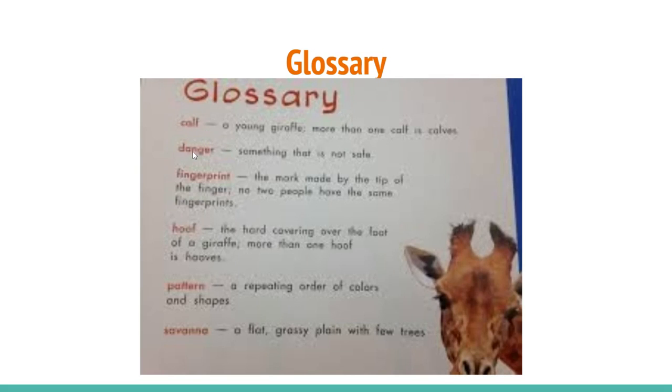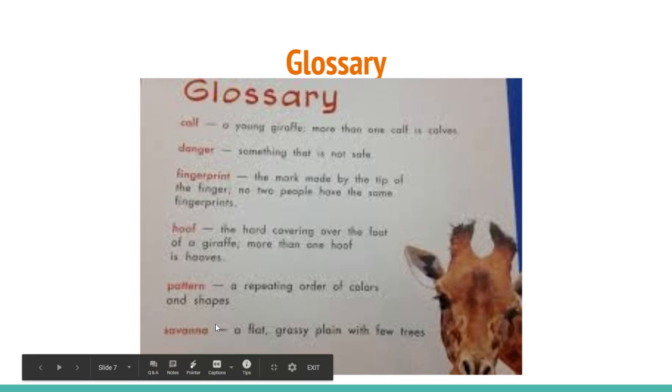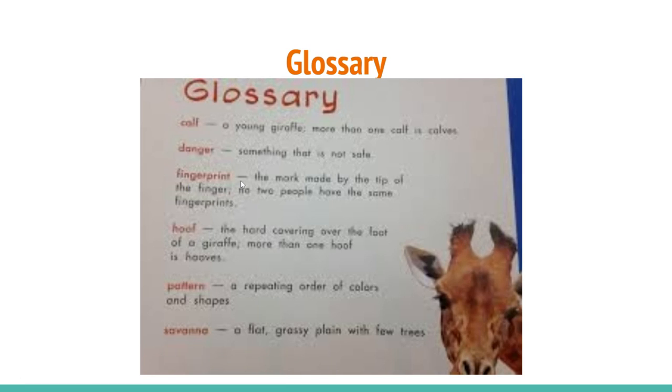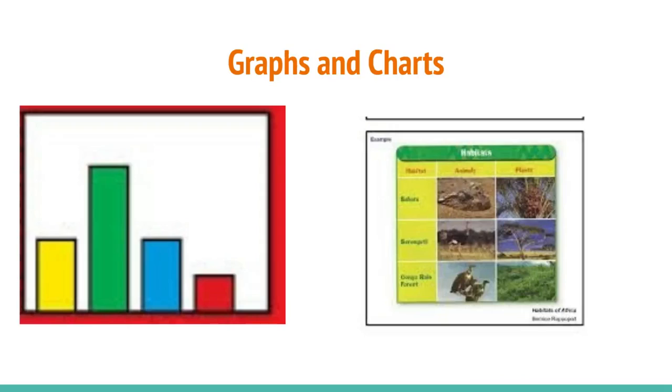So you can see how it has words that would be in bold throughout the text, and then it gives us the definition. So the first one, in this example, is calf, which means a young giraffe. More than one calf is calves. So it gives you some information about those words.